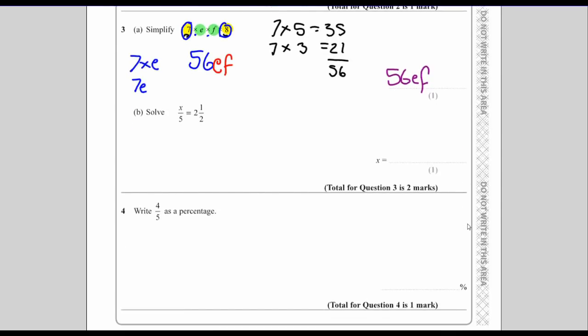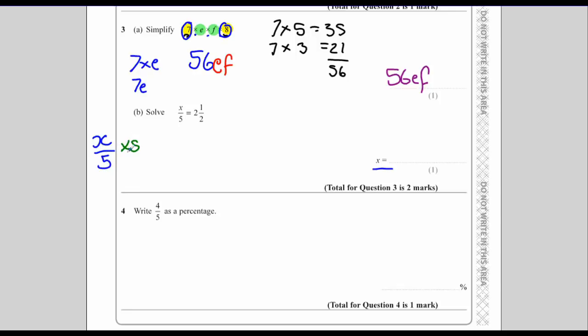Part b. Solve x over 5 equals 2.5. Now, this is an equation that we need to solve. We need to get x on its own when you see an equation. So our aim is to get x equals, and it's already given you that clue. Now, if you've got x and it's being divided by 5, how do you get it on its own? Well, what's the opposite of divide by 5? It's times by 5. Okay?